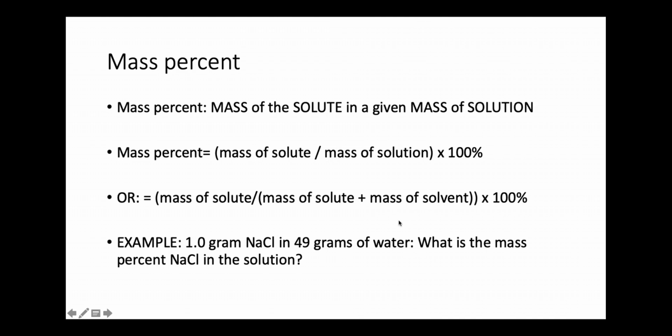So let's practice. 1 gram of NaCl and 49 grams of water. What's the mass percent NaCl in the solution? Think about it for a minute. My solute is NaCl and my solvent is water, 49 grams. So the answer is 1 divided by 50, because my solute plus my solvent makes 50, so 1 divided by 1 plus 49, times 100, makes 2%.